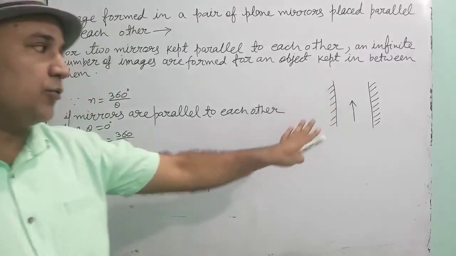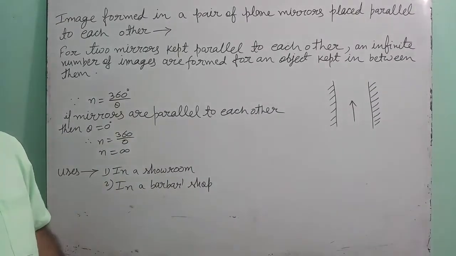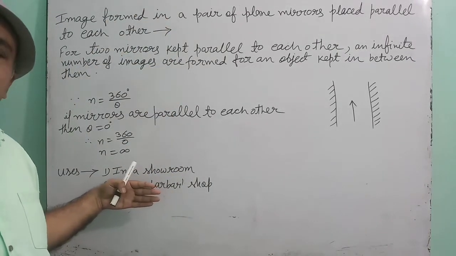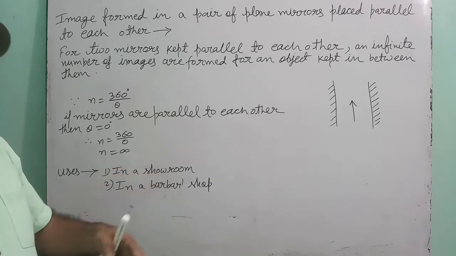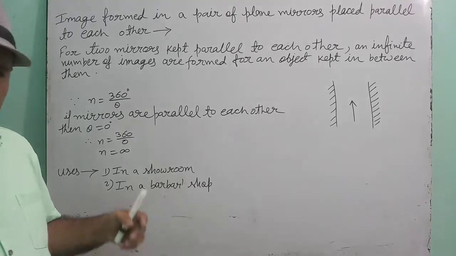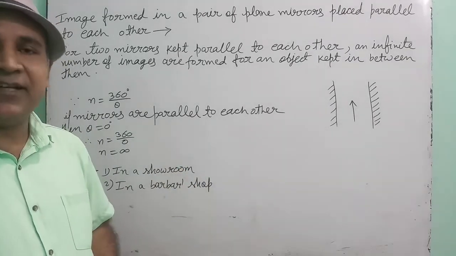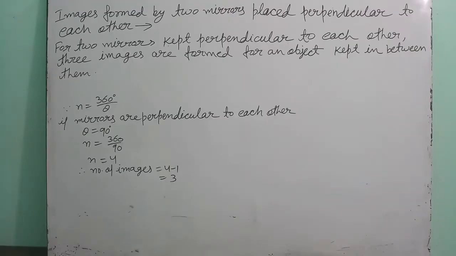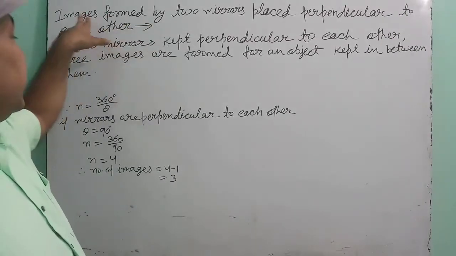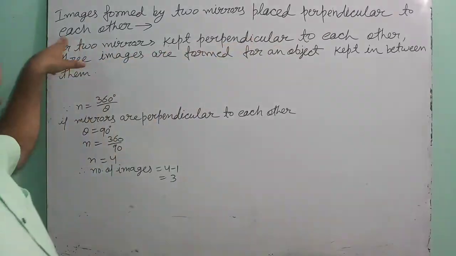And these are used in the barber shop and in the big showrooms. If you go to barber shop, you can see that one mirror is kept in front and one mirror is kept at the back to show the shop bigger, because multiple images are formed, infinite images are formed, and the small shop also looks a very big shop. Understood? Now see the case when the images formed by two plane mirrors placed perpendicular to each other.